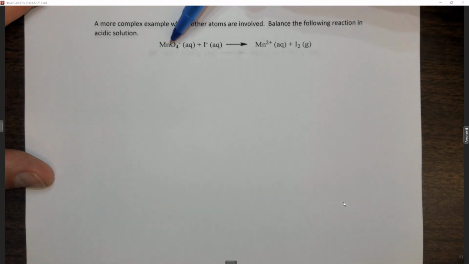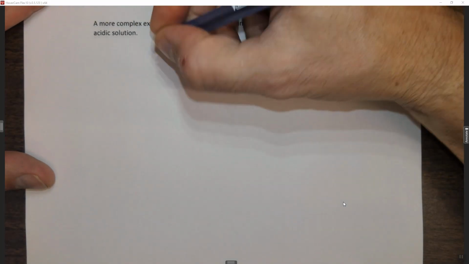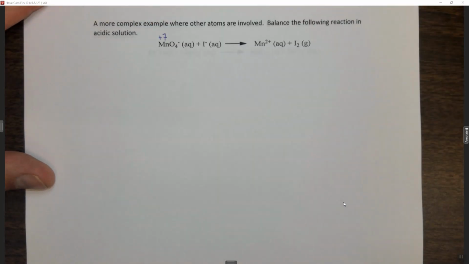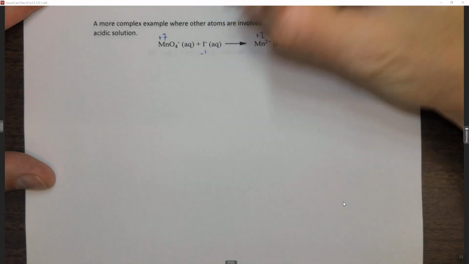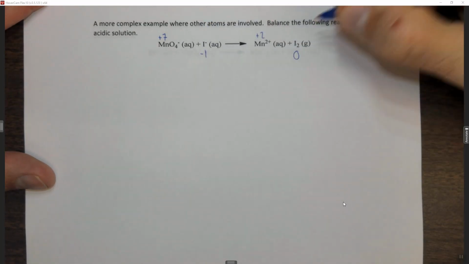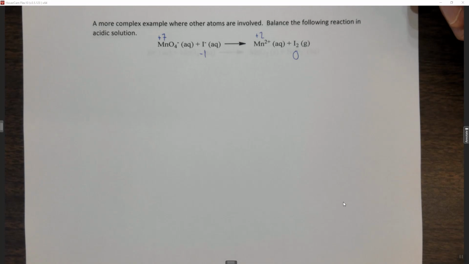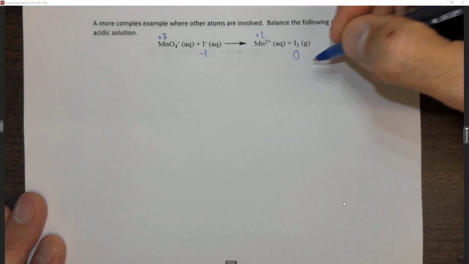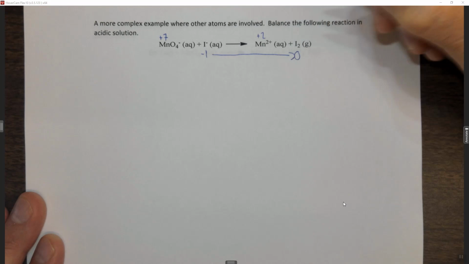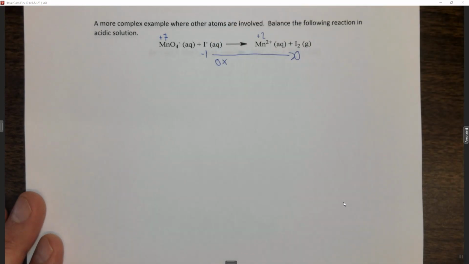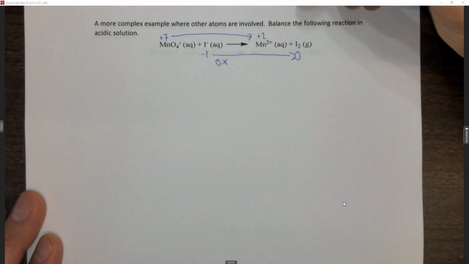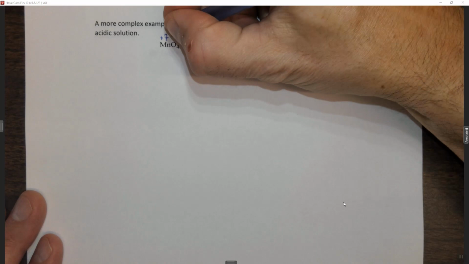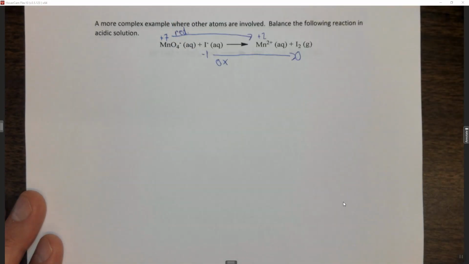So in the previous question, we found that the oxidation state of Mn in MnO4 minus is +7. Over here, it's +2. I is -1 here, and it's 0 here because it's elemental. So I went from -1 to 0. It lost electrons, so this is your oxidation half reaction. Permanganate went to manganese 2+, which in this case is gaining electrons, so this is your reduction half reaction.